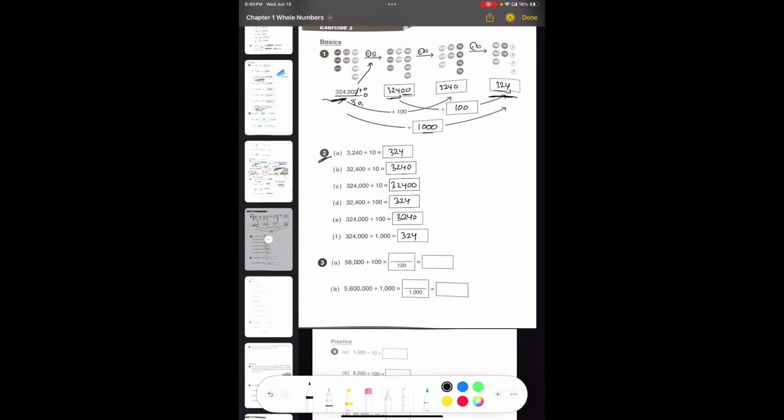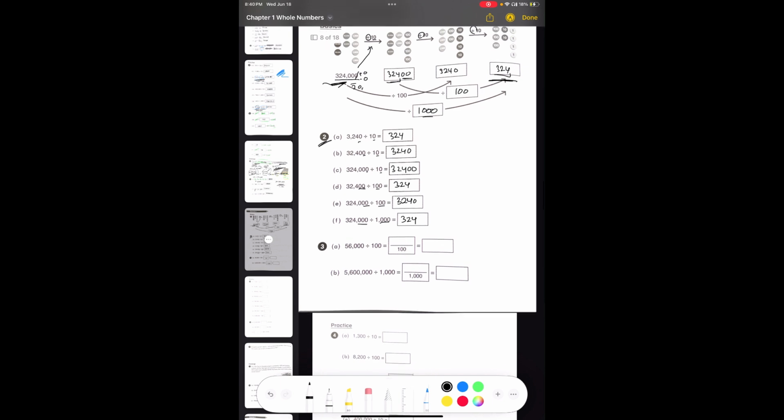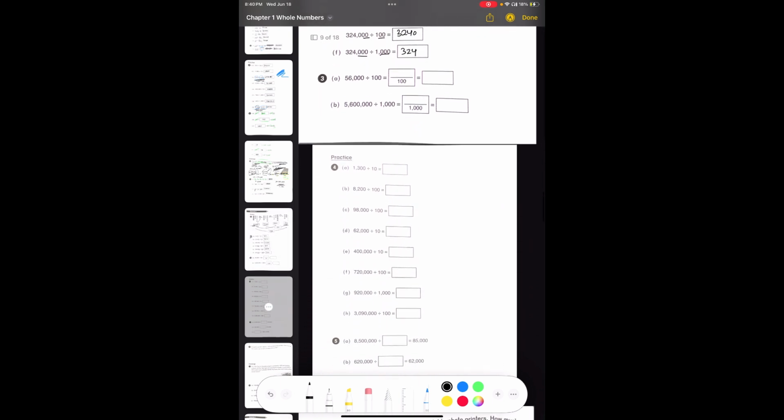And welcome back. So what I did was I found zeros here, counted how many zeros I have here. I just took that away from here. That's all you need to do when multiplying and dividing by a multiple of 10.